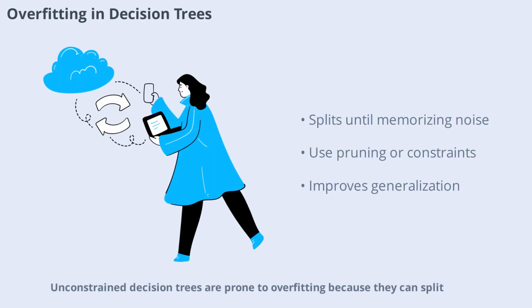Unconstrained decision trees are prone to overfitting, because they can split until each training row is isolated in its own leaf node, essentially memorizing the noise in the data. To prevent this, techniques like pruning or setting constraints such as maximum depth, minimum samples per split, and minimum samples per leaf are used. For example, a marketing model without depth limits might create a rule for a single user based on their exact timestamp, which won't generalize to new customers.